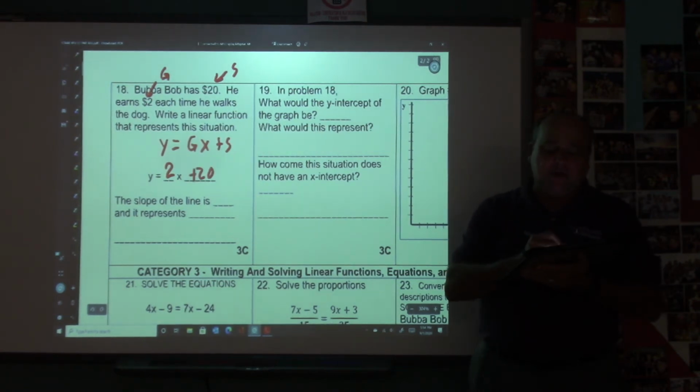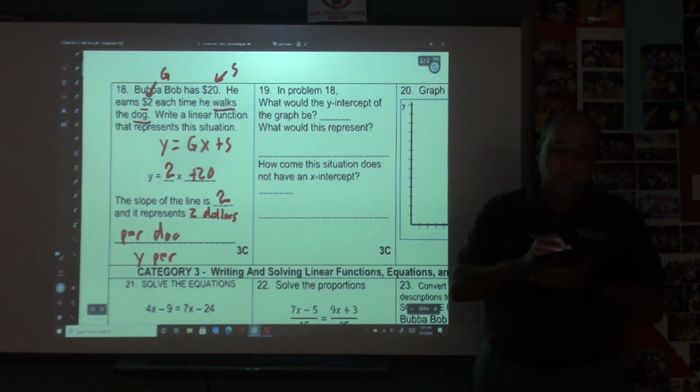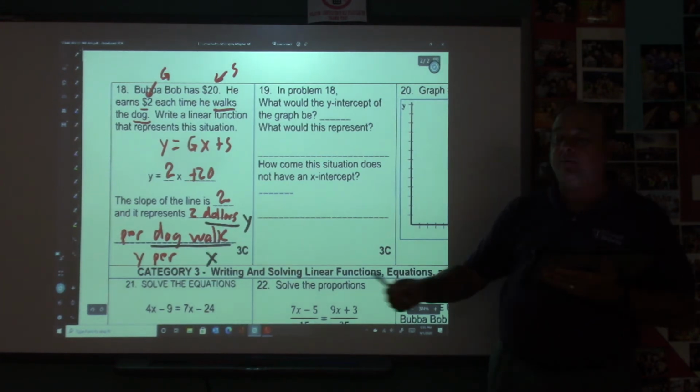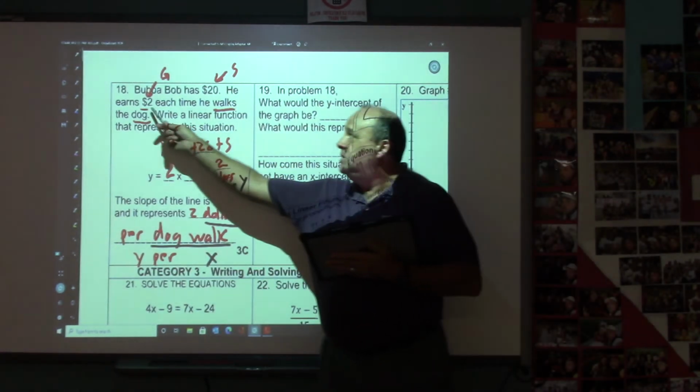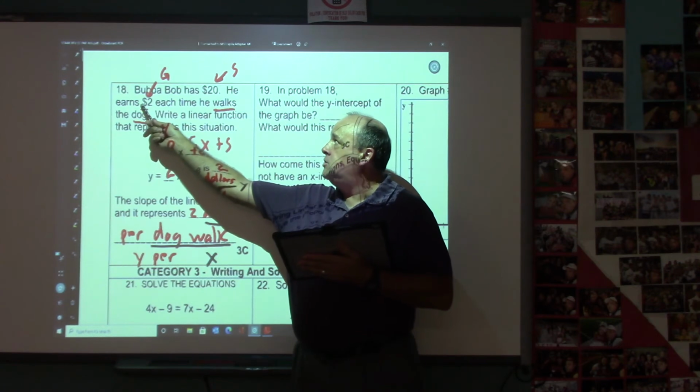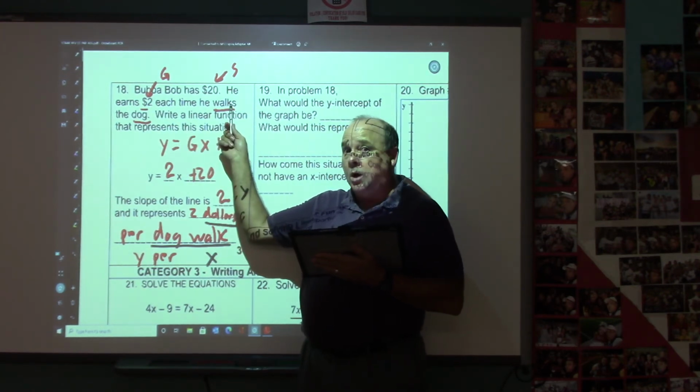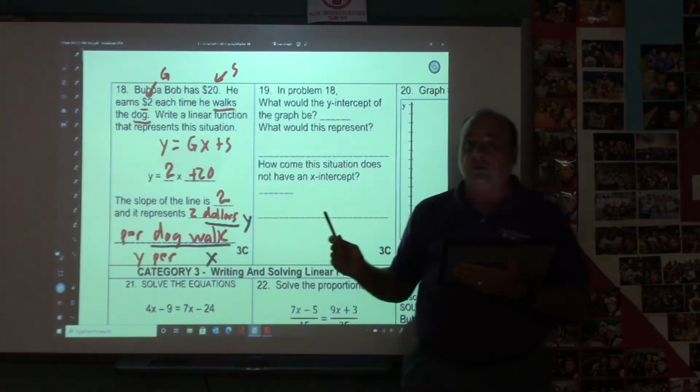The slope of this line is 2, and remember to write down the slope, you're going to put y per x. Now then, the 2 is dollars per walking the dog, right? So $2 per dog walk. This will be my y, and this will be my x. These words are going to go on the graph. So the labels on here will go on the graph, and the slope is going to tell you it. So $2, that's your y per dog walks. Dollars per dog walks. Y'all see how that works?